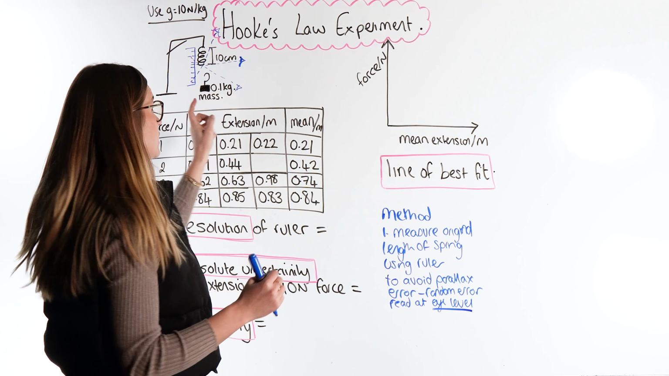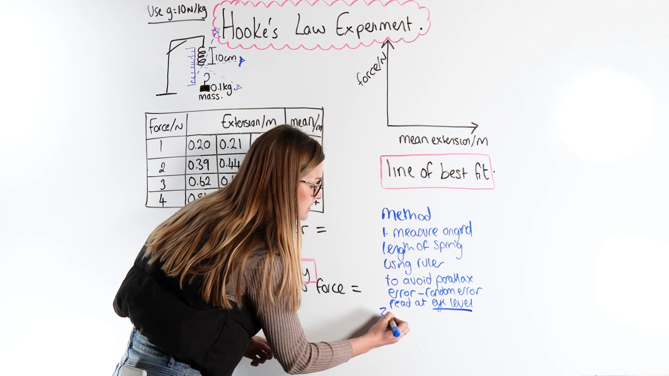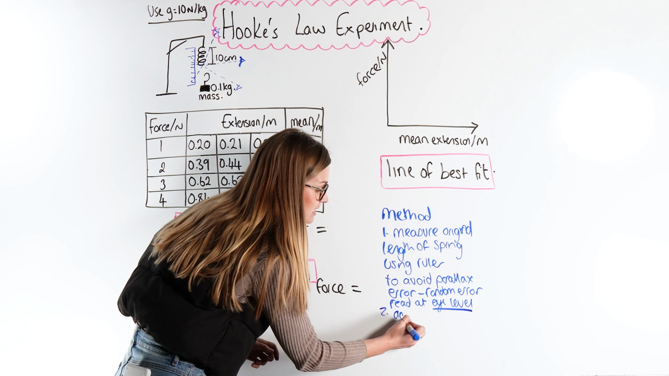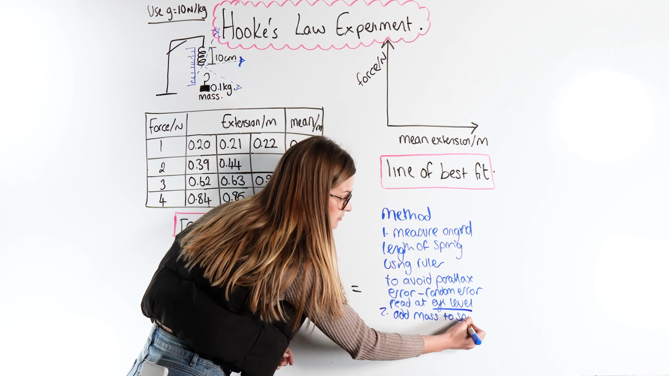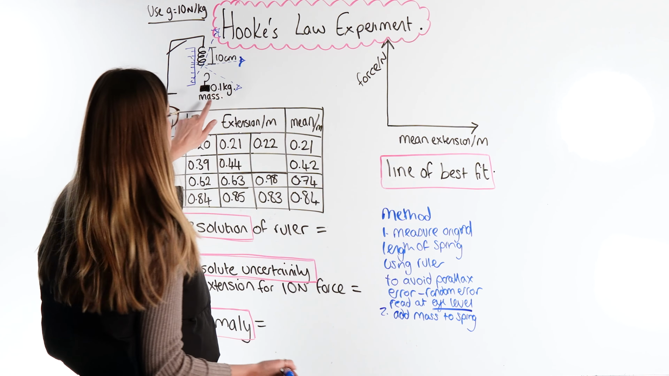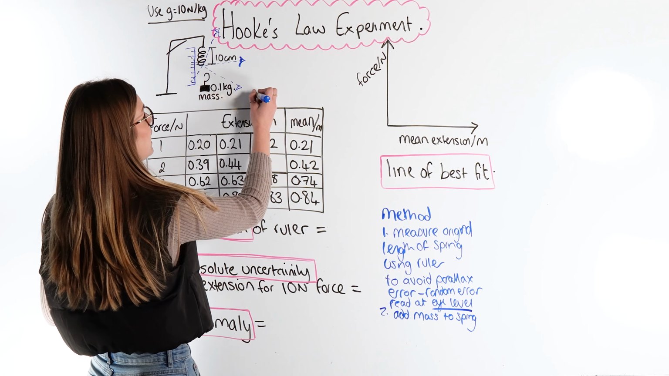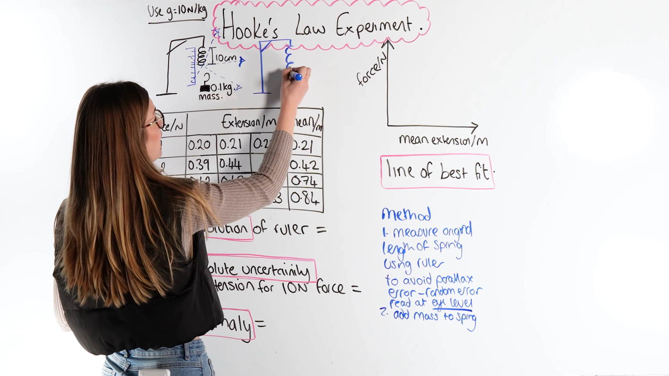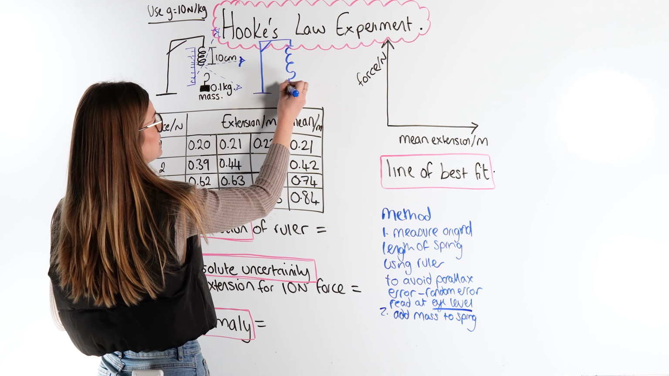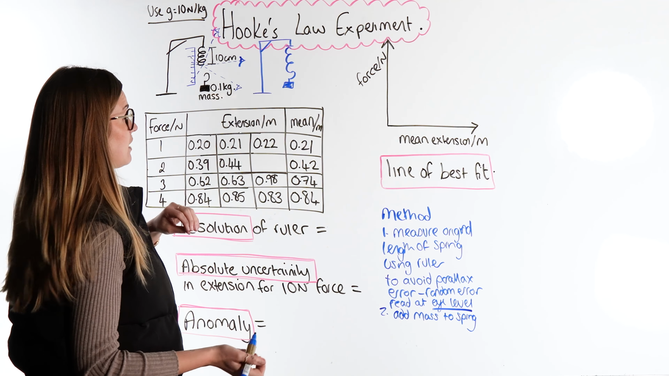Now we're going to hook on the masses. So step 2 is that we're going to add the mass to the spring. Here I've got a little 0.1 kilogram mass. All I'm going to do is hook it onto the spring. And we know that any time you put a force on a spring, the spring is going to extend, right? It's going to get longer in length. So extension just means it gets longer in length.